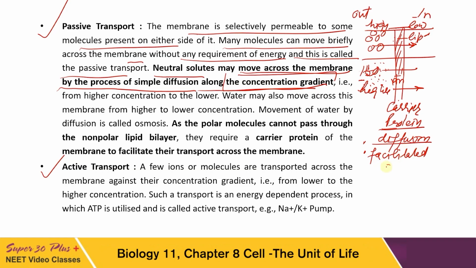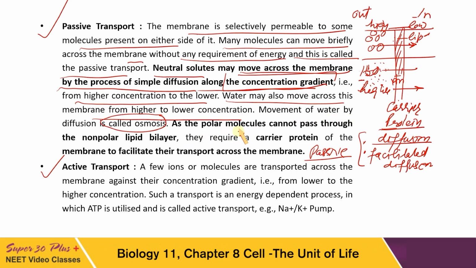That is diffusion, right? Both of these are types of passive transport. Energy is not required. Why? Because it is according to the concentration gradient. You can read it out. That is, from higher concentration to lower concentration, the substance will move. Water may also move across this membrane from higher to lower concentration. The movement of water is known as osmosis. As the polar molecules cannot move through the non-polar lipid layer, they require a carrier protein.